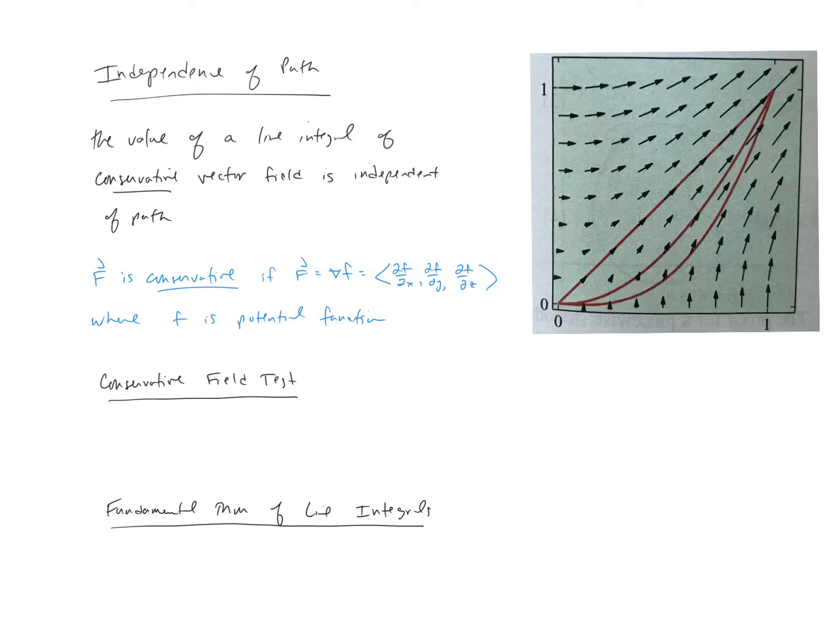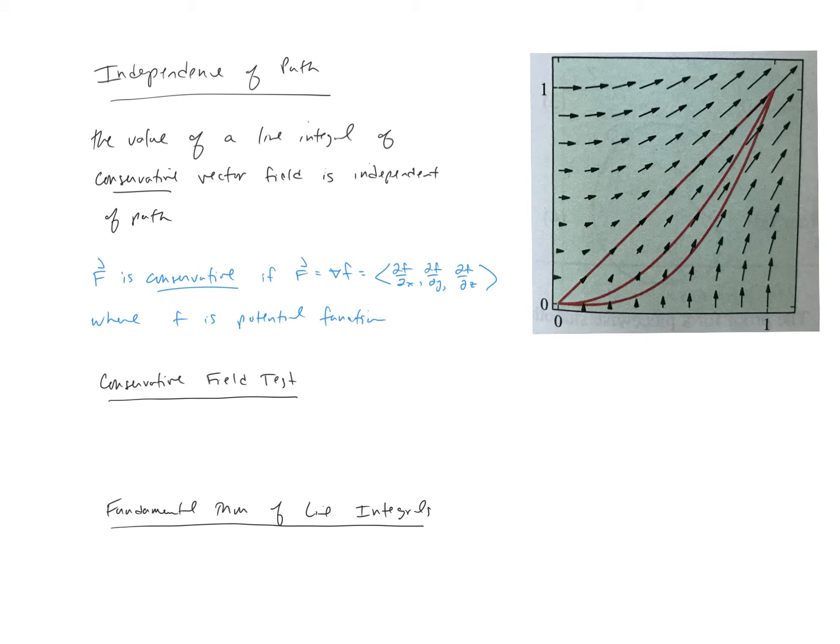All right, so in this video, we're going to talk about independence of path. And so the value of a line integral, which is what we've been working with in the last couple sections, now of a conservative, a very special type of vector field, is independent of path. And so in this figure over here, the arrows will denote the vector field.